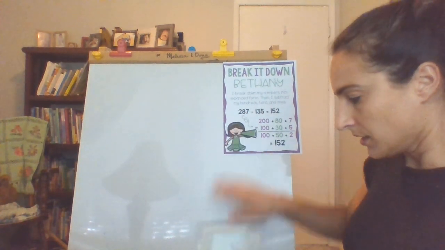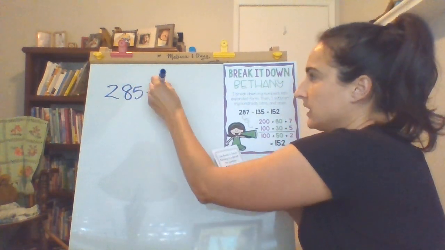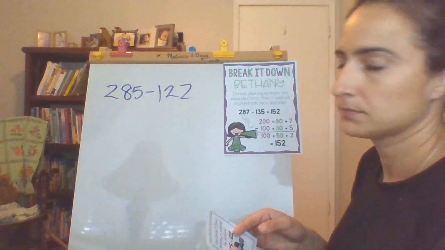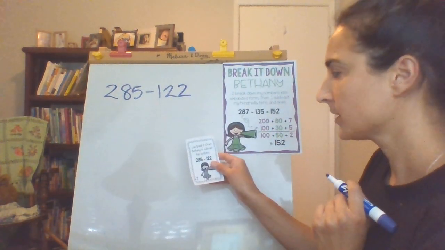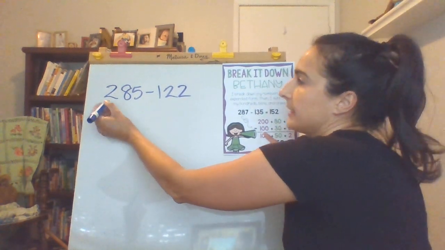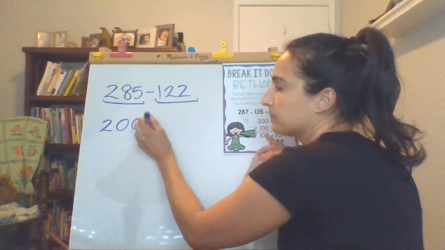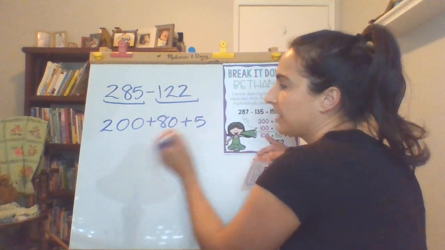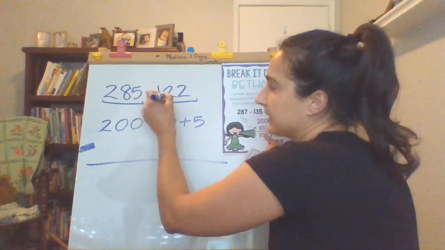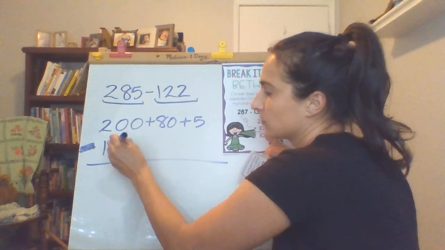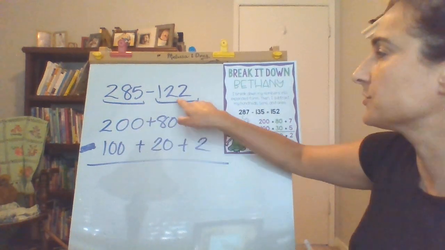All right, our problem is 285 minus 122. I wrote that weird. Sorry, boys and girls. There we go. Break it down, Bethany. I'm going to break up each number into expanded form: 200 plus 80 plus 5 minus, big chunky monkey subtraction sign, minus 100, 20, and 2. So I broke up each number into expanded form.